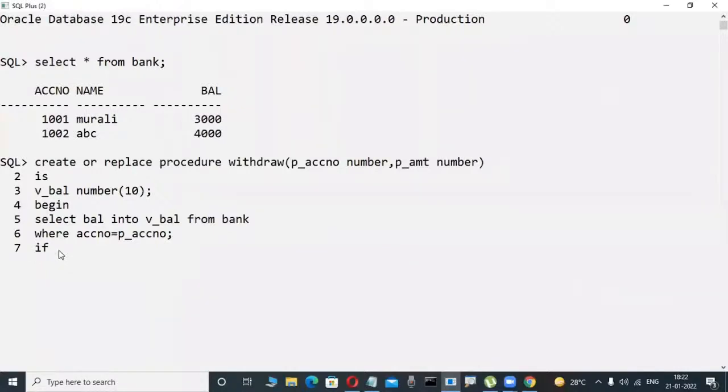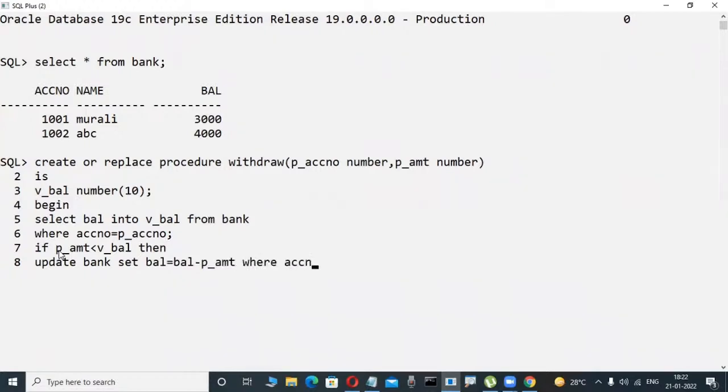Whenever I insert an ATM card and try to withdraw 9,000, as in the previous case, that is an amount only. Observe the logic here, not the coding. If that amount is less than the available balance, then I want to affect the database: update table name, set balance equal to balance minus p_amount. Some coding is there.